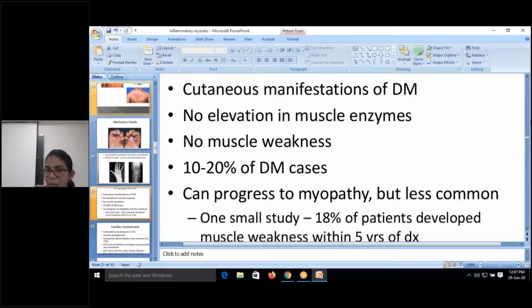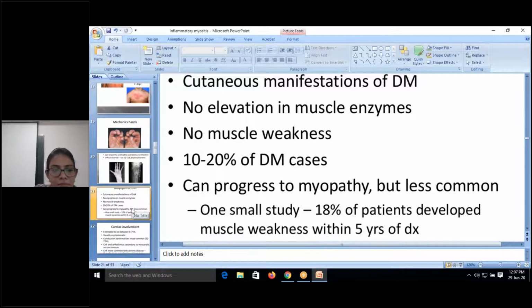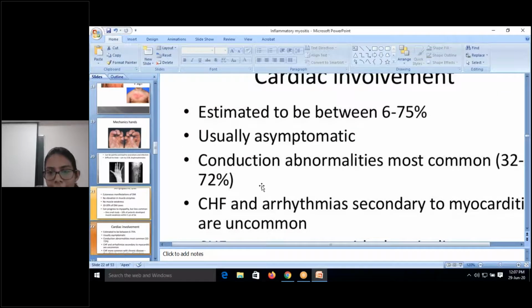It is just dermatomyopathy. Then coming to cardiac involvement, it is seen in between 6 to 75% of patients. It is a wide range and usually asymptomatic. And the most common cardiac manifestation is conduction abnormality. Arrhythmias can occur in these patients.